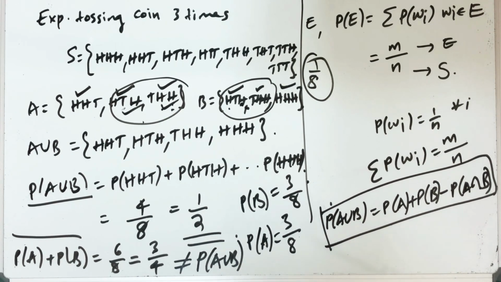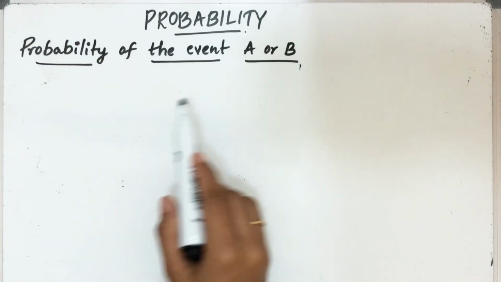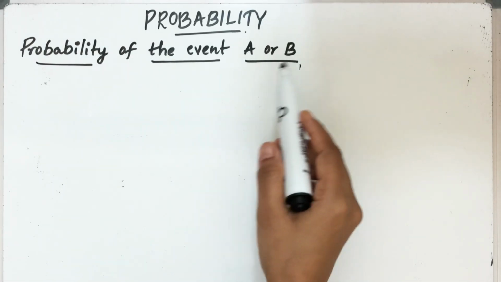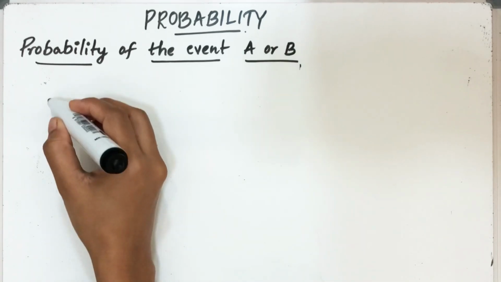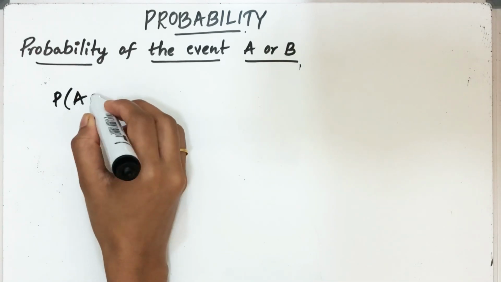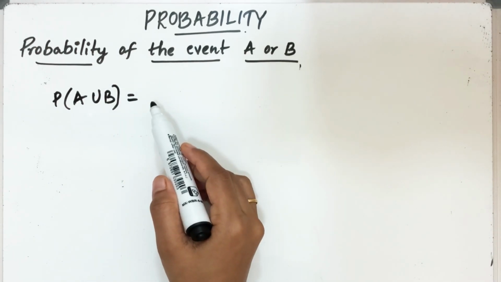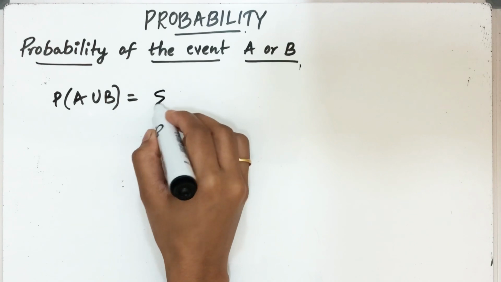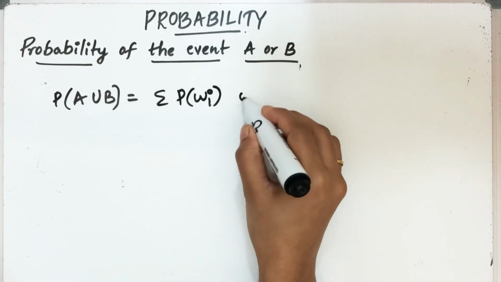We can see how to get this formula. Probability of the event A or B. A or B is nothing but the event A union B. So we can say probability of A or B, or A union B, is equal to, by definition of probability, sigma P of Wi, where Wi belongs to the event A union B.